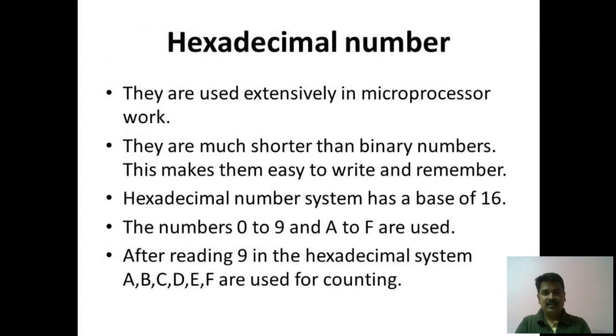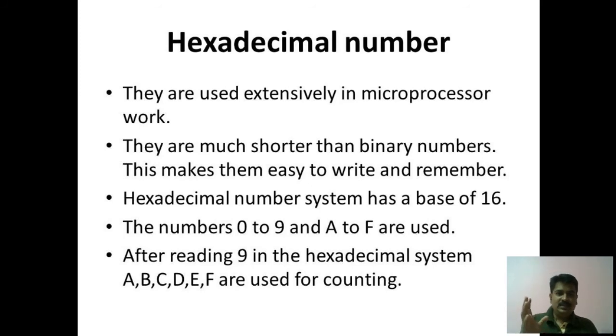We move on to the last number system, the hexadecimal number system. This hexadecimal number system has some different features. It is extensively used in microprocessor work, and it is a much shorter number compared to a binary number. A binary number is very lengthy. Compared to that, a hexadecimal number is short, so it is easy to write and remember.